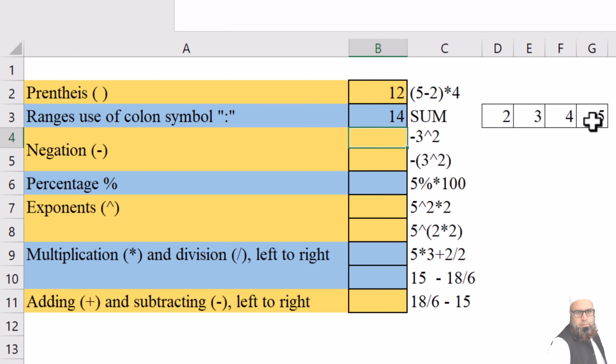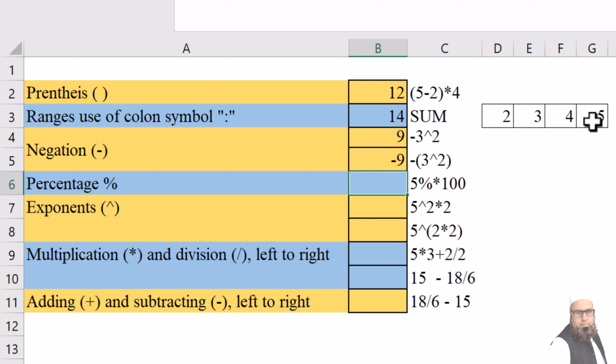In negation, we have two examples. We have minus 3 raised to power 2, and we know that the square of any negative value will be positive, so equal to minus 3 raised to power 2, and enter. The answer is positive 9. If we want the negative sign, as it is, equal to minus, start the parenthesis, 3 raised to power 2. Now 3 raised to power 2 will be computed, that is 9, and after that minus will be applied, that is minus 9.